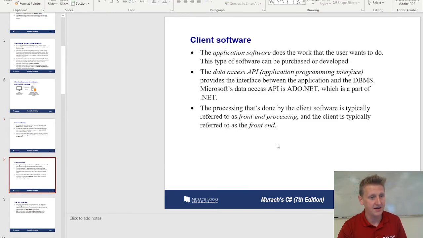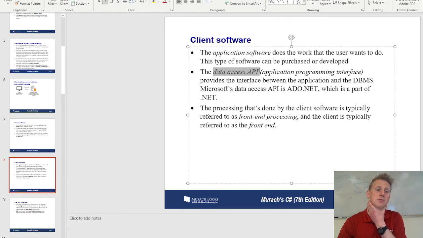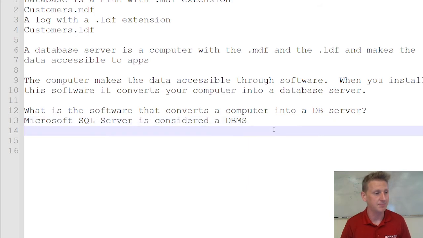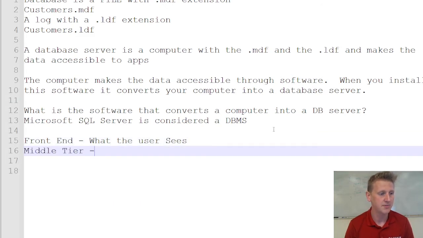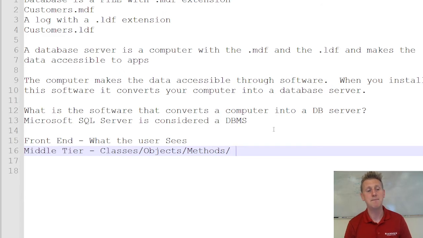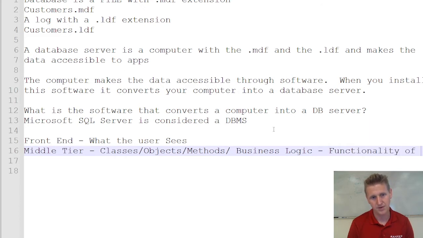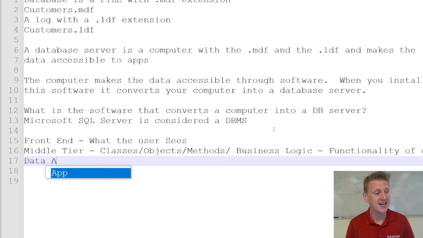Database is referred to as the back end. We covered that. The software that we write is going to act as the client. There is a front end, again, I'm repeating myself, what the user sees. There's a middle tier, classes and objects and methods. This is what is called business logic. The first time I heard that, it sounded intimidating. It's just the functionality of our app, what the app does. On the middle tier, there's something called a data access API.